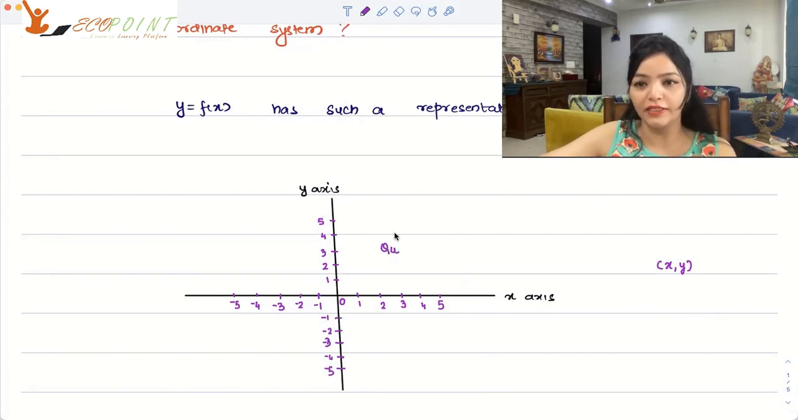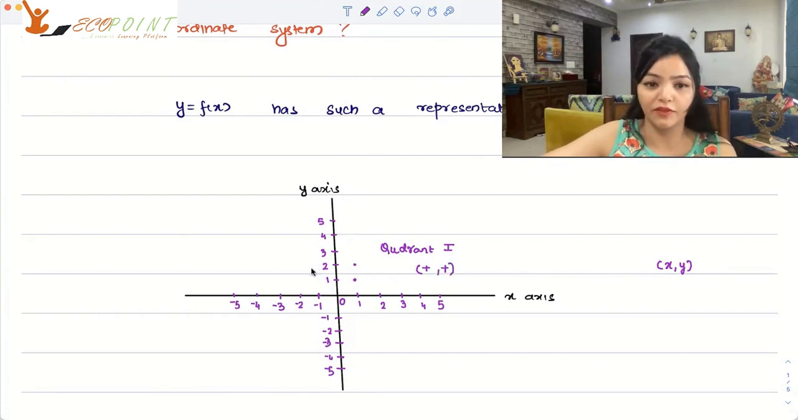These 2 lines are dividing this whole portion into 4 portions. So these are called quadrants. This is your quadrant 1. And quadrant 1 would contain points like (1, 1), (1, 2). Now these are points where the x-axis value and y-axis value both are positive. As you can see, the numbers on the line are all positive. So in the first quadrant, you will have all plus numbers, that is positive numbers.